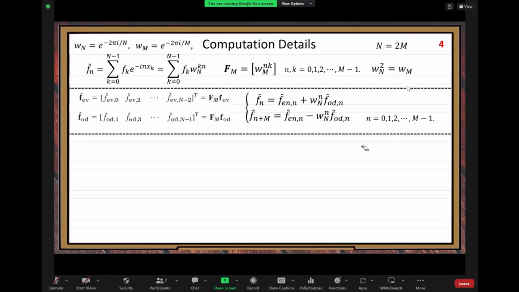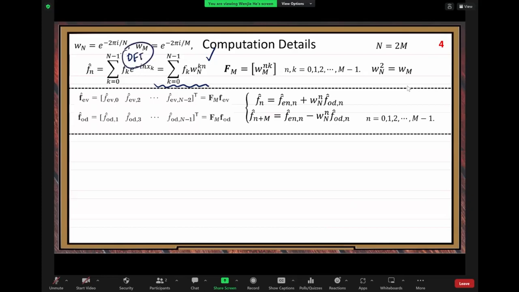First, let's recall the formulas I gave you some time ago. First, the main discrete Fourier transform. We start from there. The main discrete Fourier transform formula is this one. That's the original discrete Fourier transform. We call it DFT. So this is the DFT formula.